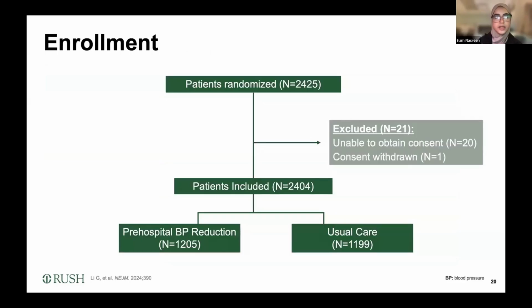For enrollment, they randomized 2,425 patients, and of these, 21 were excluded, mostly because they were either unable to obtain consent or consent was withdrawn, and ended up including 2,404 patients. For the pre-hospital blood pressure reduction group, this was 1,205 patients and 1,199 in the usual care group.